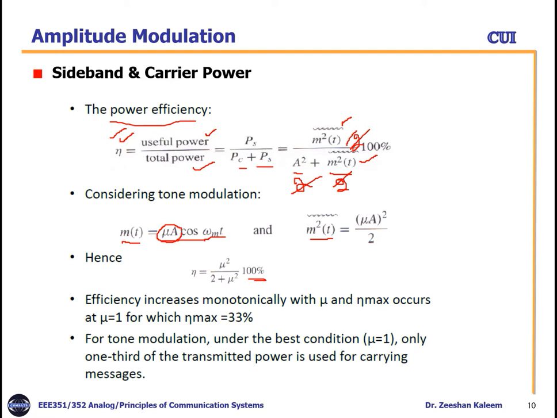So efficiency increases monotonically with mu, and maximum efficiency occurs at mu equals 1. For example, if we put mu equals 1 here, so 1 over 1 plus 2, so 1 over 3, it will become 33%. It means that we can achieve only 33% efficiency if we use the highest modulation index, which is mu equals 1. So for tone modulation under the best condition, which is mu equals 1, only 1/3 of the transmitted power is used for carrying messages. So we can notice from this example that only 33% of the power is useful power, and the rest of the power, which is 67%, is wasted, because it is used for transmitting other signals which are not related to the data. So even in the ideal condition of mu equals 1.